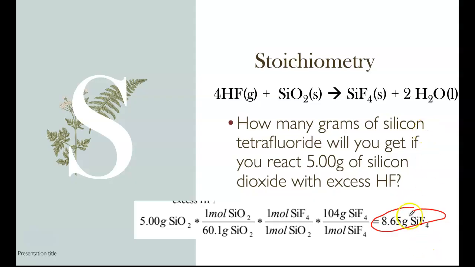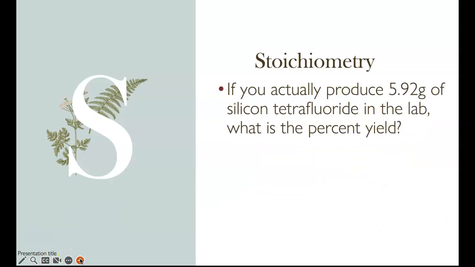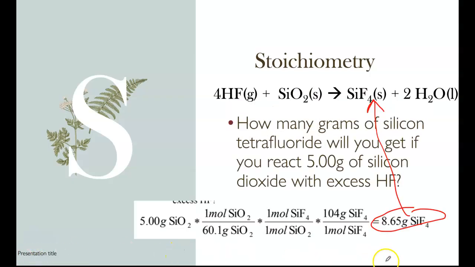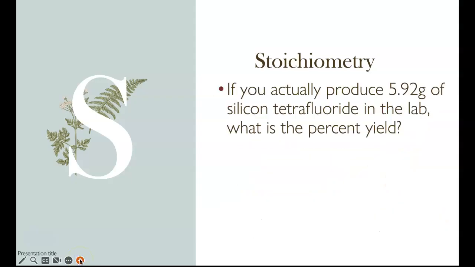Notice that this silicon tetrafluoride is forming a solid right here. So we may have a precipitate right there in this double replacement reaction. So always be looking for those. Now, in the lab, you only produce 5.92. So remember this number, 8.65. Hopefully you've gotten that written down. That is your theoretical yield. So if you're working in the lab and you only produce 5.92 grams, what is your percent yield? Another great time to pause the video.